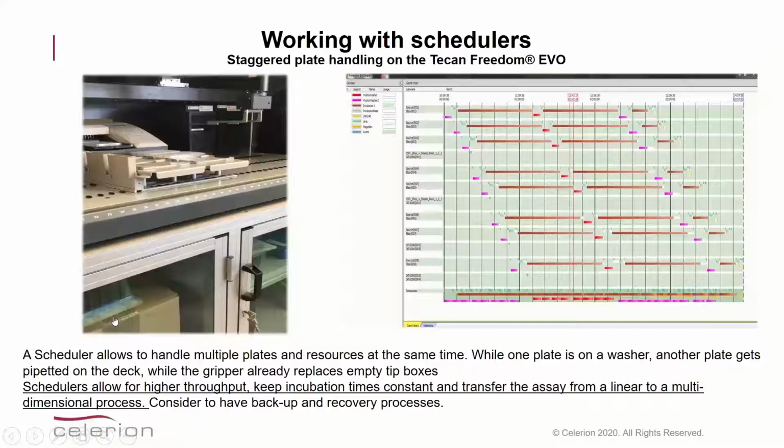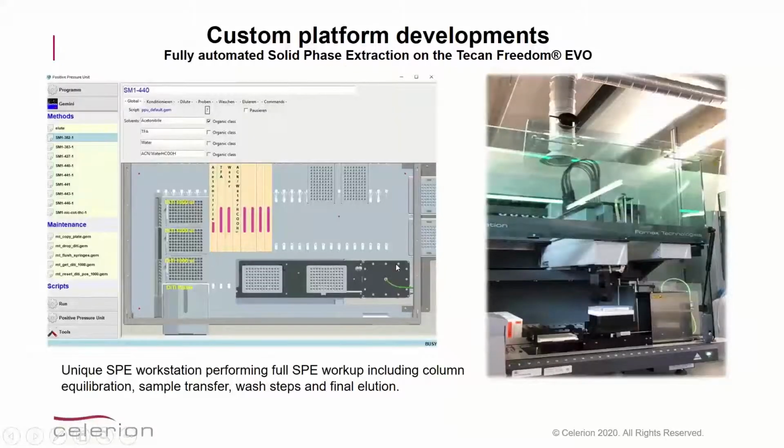That means that one plate is on the washer, while another plate gets processed by the liquid handling arm, while another plate might be on the reader. This feature is irreplaceable for us to allow for highest throughput. Apart from this quite common applications such as ELISA plate processing, Celerion Switzerland also has a number of specific robot platforms, which I want to present in the following.